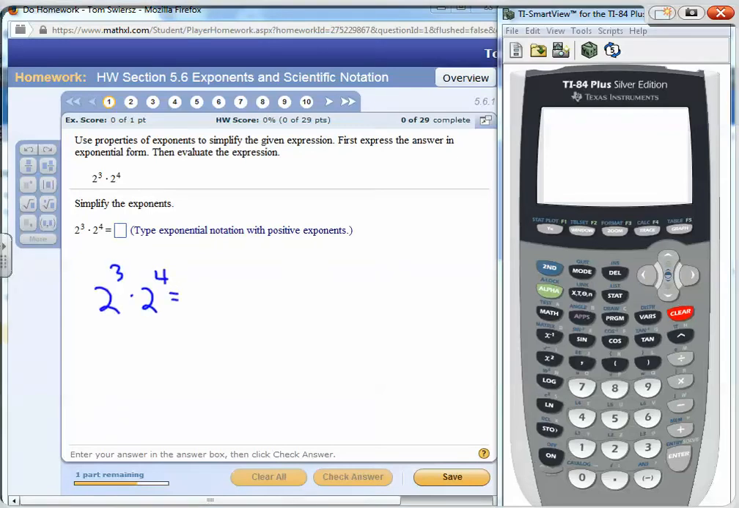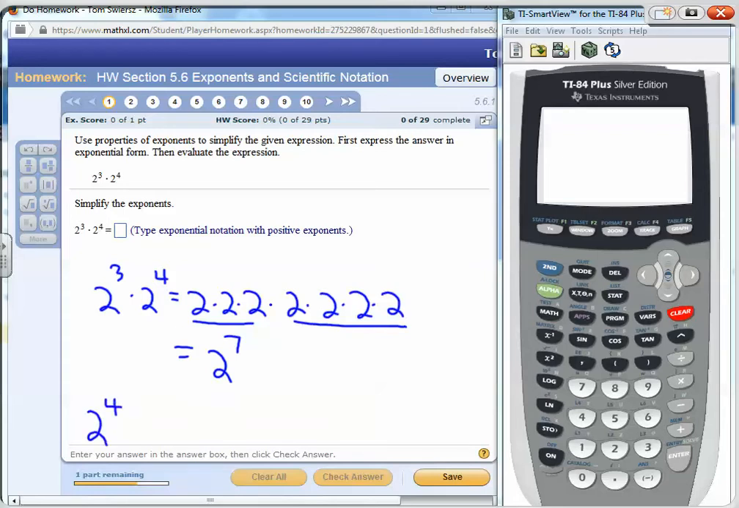Notice, 2 to the third power means 2 times itself 3 times. 2 to the fourth power means 2 times itself 4 times. So notice here, we have 3 2's and 4 2's, so altogether we have 7, right? So again, it would be 2 raised to the 7th power. So the rule is you can simply add the exponents.